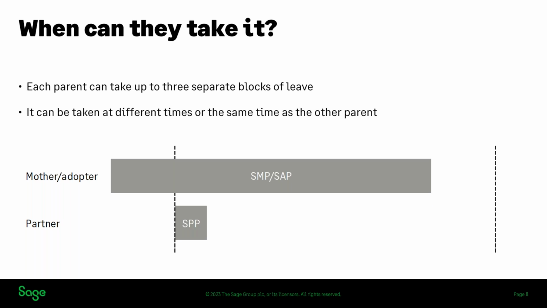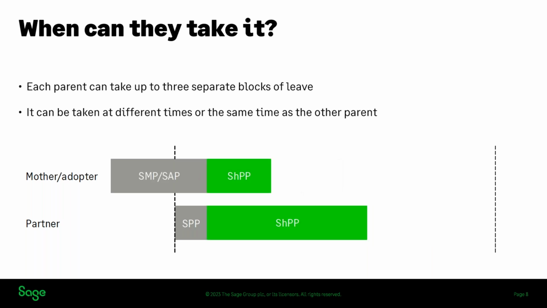If they choose to take the shared parental pay, this is one way that it could look. So the mother or adopter has decided to end their maternity or adoption early. They've got some weeks remaining, which could then be transferred to the partner to take at any time within a year of the baby's birth.